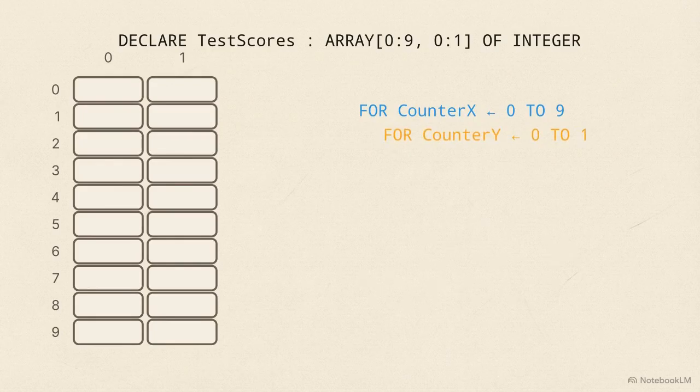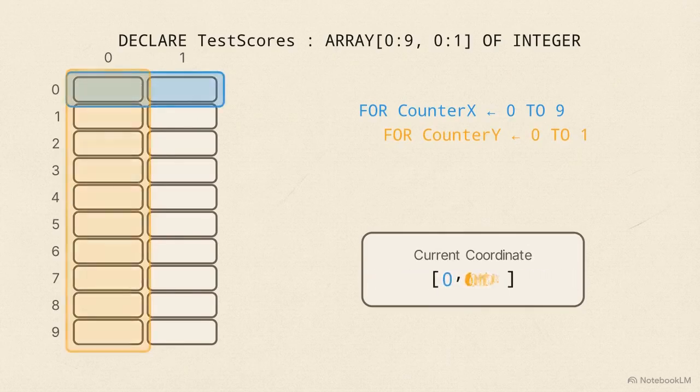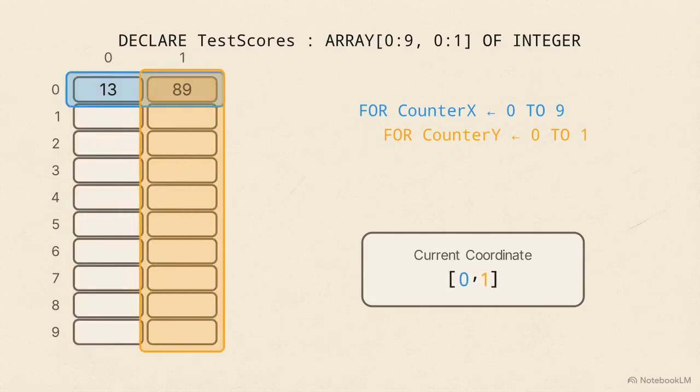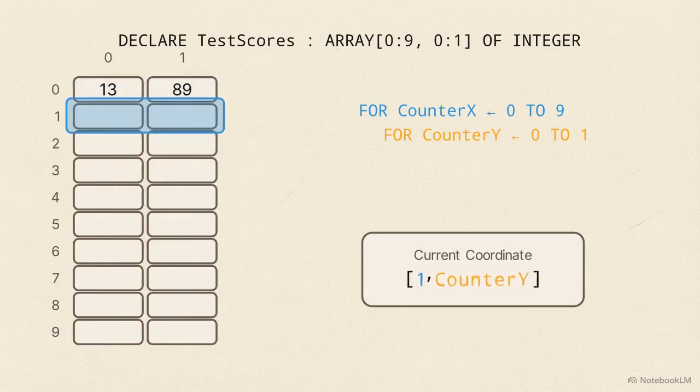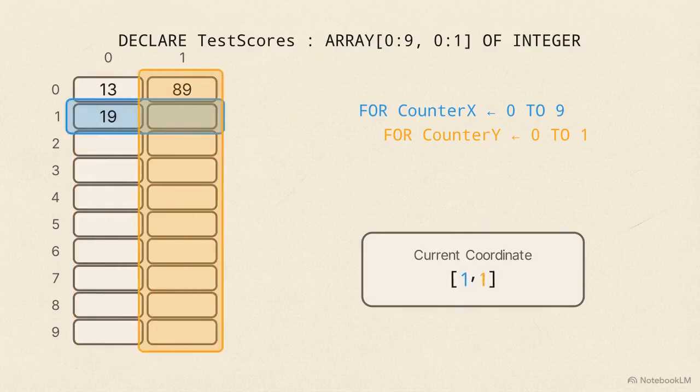The outer loop uses counter x to select the primary row, identifying the student. The inner loop uses counter y to move across the columns within that specific row. Counter x locks onto row 0. Counter y then moves to column 0 to store the low score, followed by column 1 for the high score. Only after the inner loop finishes its range does the outer loop increment. Counter x moves to the second row, and the inner loop resets to process the next set of columns.